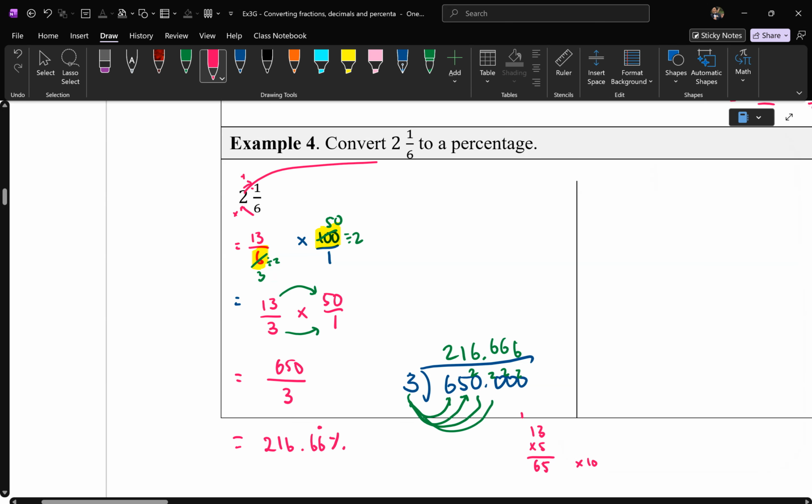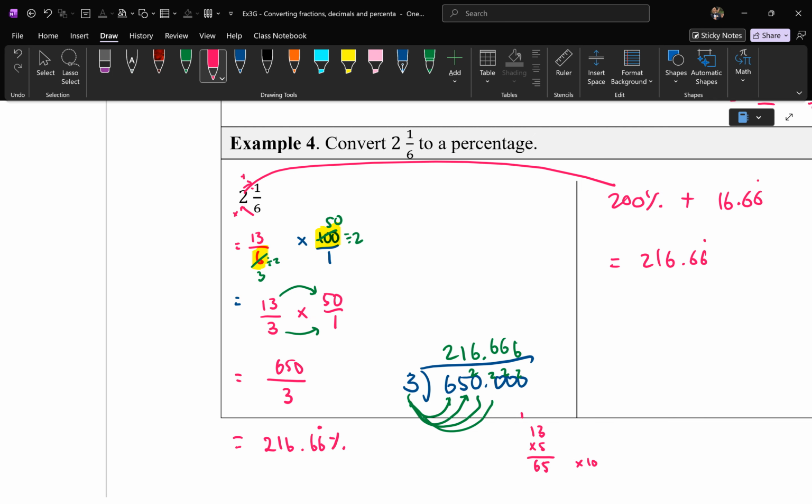Since you already know 2 is 200%, and then 1/6 is 16.66, together, that's 216.66%. So that's with a calculator, and that's what I'm trying to say. If you've got a calculator, it's a lot quicker. This is by hand, but in order to do by hand, do you see how many skills I'm using? Multiplying, long division, short division, long multiplication, merging between improper and mixed fractions. It's hard.